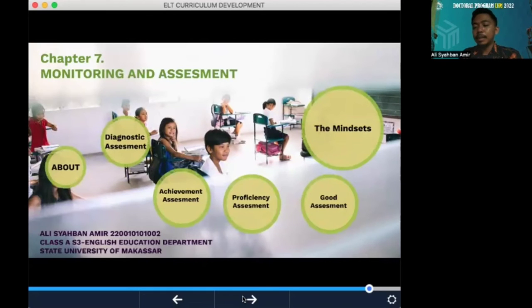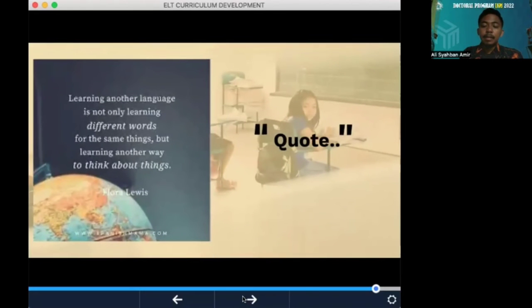So we move to the mindsets of curriculum development. About this quotation: learning another language is not only learning different words for the same things, but learning another way to think about things. It means that we have to think more about the way to deliver the learning process, the way to find strategies, the way to make the learners understand what we taught.